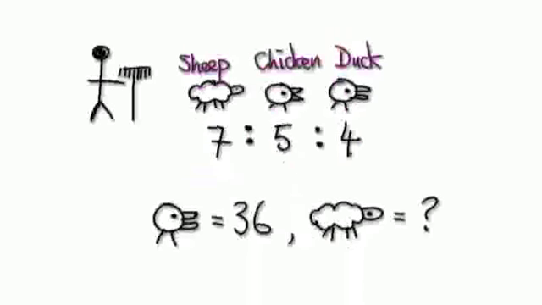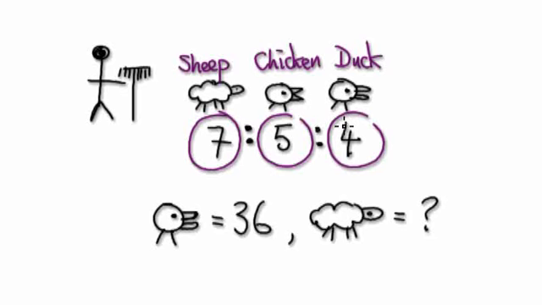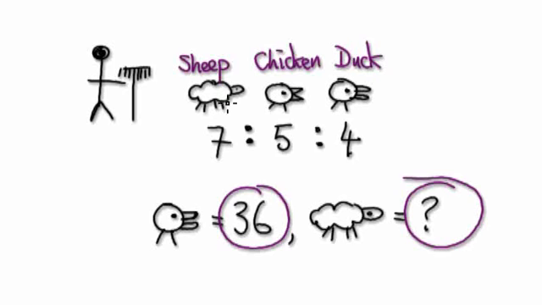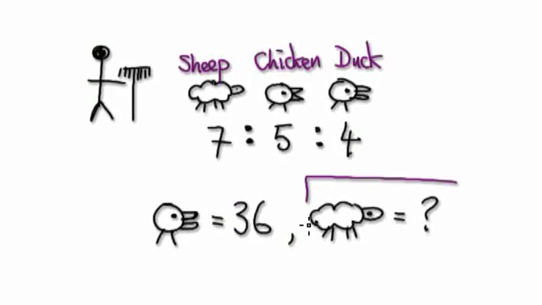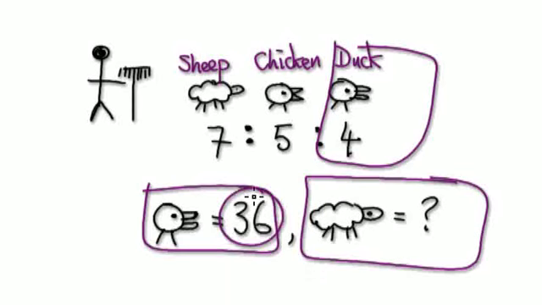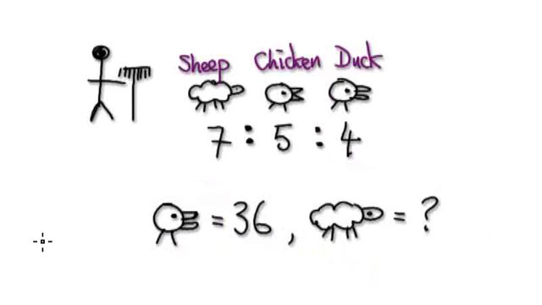Okay, let's give you guys some more practice. Imagine now you're a farmer. The ratio of sheep to chicken to ducks is given by 7, 5, and 4. Given that the number of ducks on your farm is 36, calculate the number of sheep on your farm. By the way, the plural of sheep is sheep. There's no s. Anyway, find out the number of sheep on your farm, given that the number of ducks is 36. Press pause and have a go.